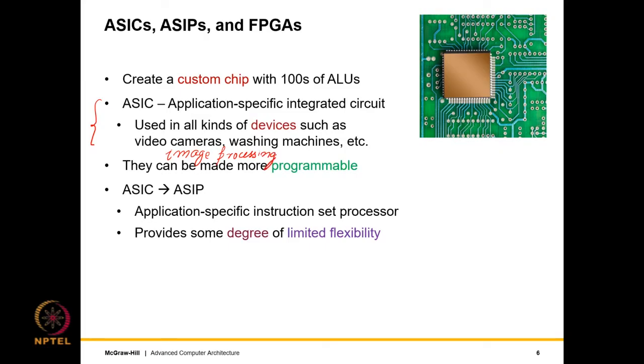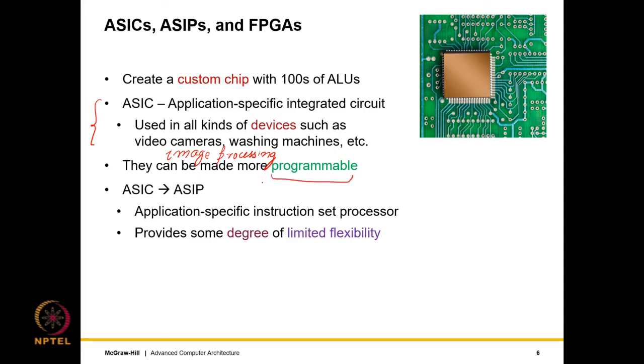And given the fact that video cameras and washing machines have a huge market, we have a large enough market to justify the creation of a specific chip for doing a specific task. These are in general not all that programmable. As I said, ASICs have a lot of value in the sense that we need not have large processors that run programs, and they have a lot of value in specific scenarios.